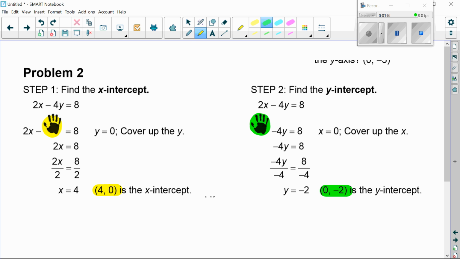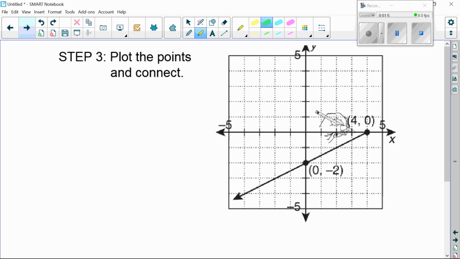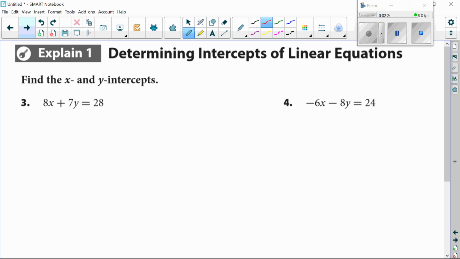Once you have these 2 points, you can graph it. So let me show you what that looks like. You just real easily graph, come over 4, 0, go down from 0 to negative 2, and then you draw a line. So that's how you can use the intercepts. It makes it real easy to graph if it's in standard form and your intercepts come out to be whole numbers. So let's take a look at another example here.